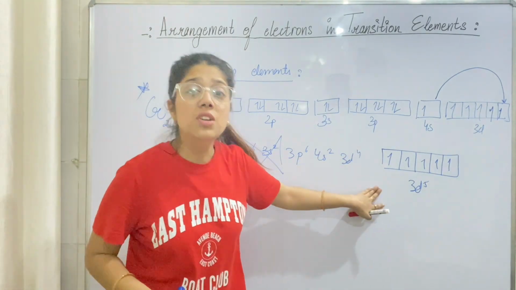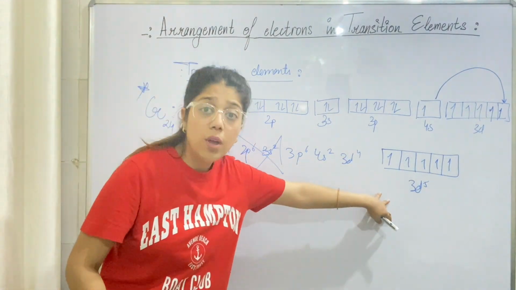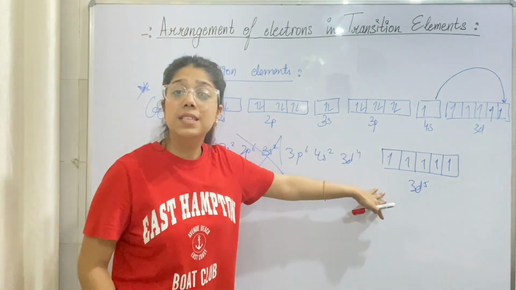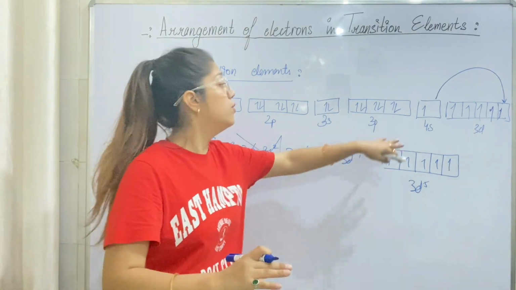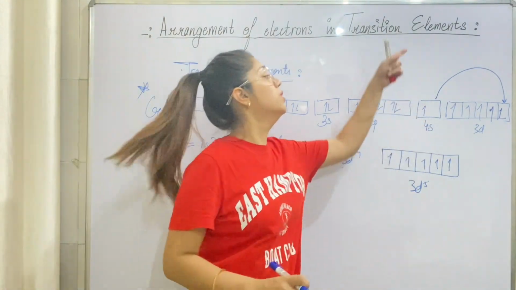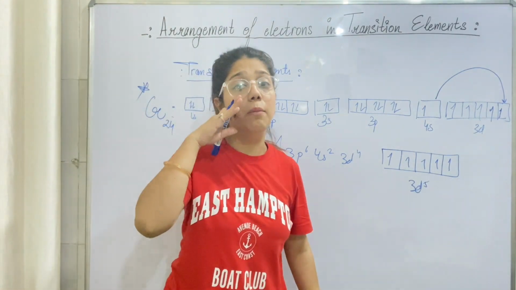Now due to the symmetry, the 3d orbital is very, very stable, correct? Understood? I hope this is clear. So the electron, instead of going to the 4s subshell, will go to the 3d. Why? Because that is going to be more stable.